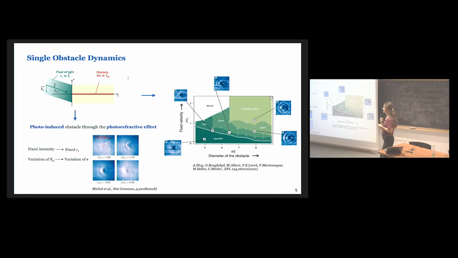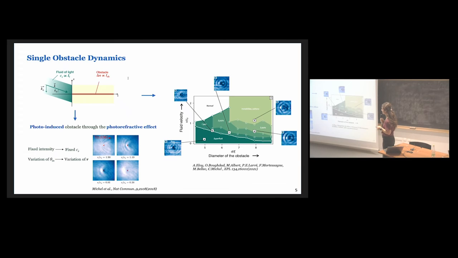So in our case, the obstacle is a photo-induced obstacle through the photorefractive effect. And it's very important to have a constant obstacle along the crystal length. Because of the equivalence between time and space, we want a fixed obstacle, so we want it invariant in Z. These images are the spatial distribution taken at the output of the crystal.